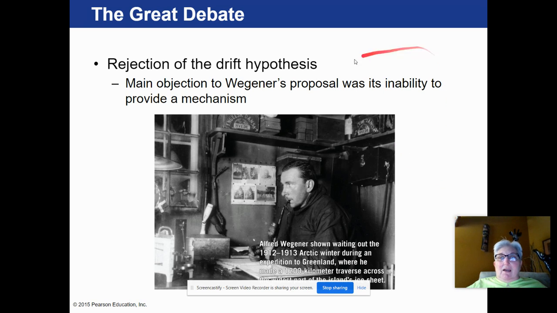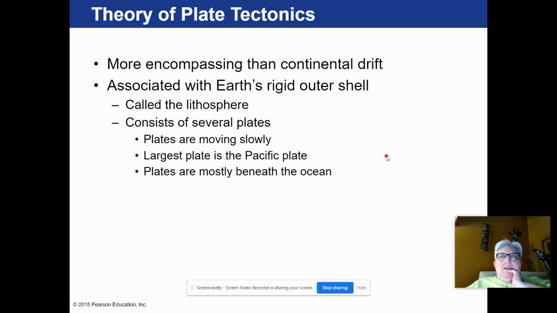So initially, Wegener was unable to prove how the drift occurred. Like, he had the continental drift theory out there, and it was initially not accepted because he couldn't prove why they drifted. Why did the continents drift? So he could not provide any type of mechanism for why the continents happened to drift.